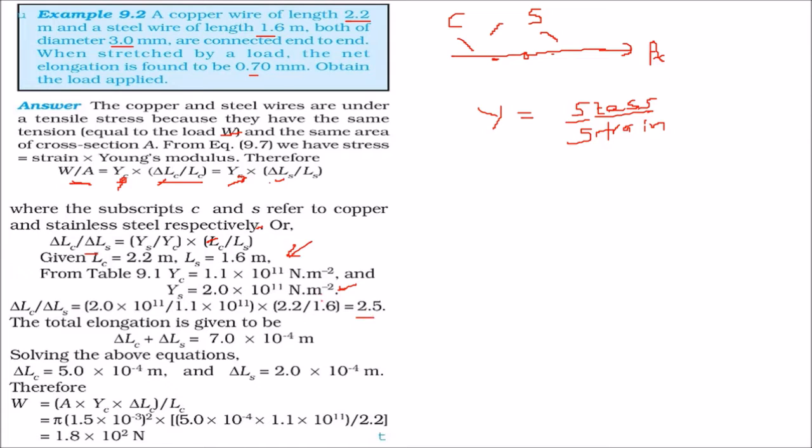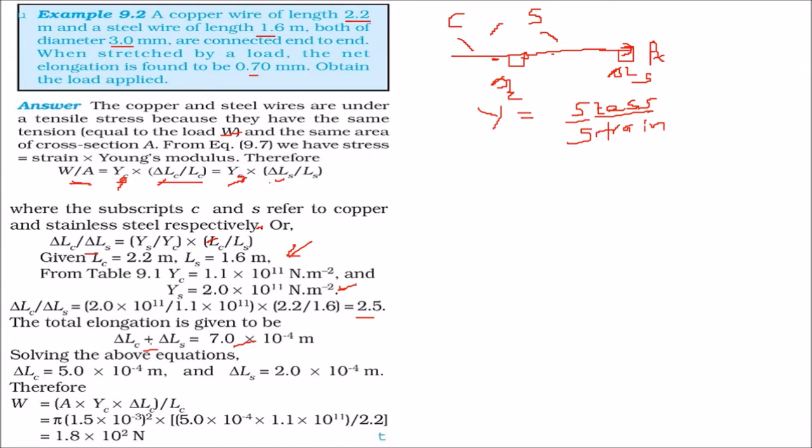Now what is the total elongation? Say delta LC for copper and delta LS for steel. So just add them, we get the total value.